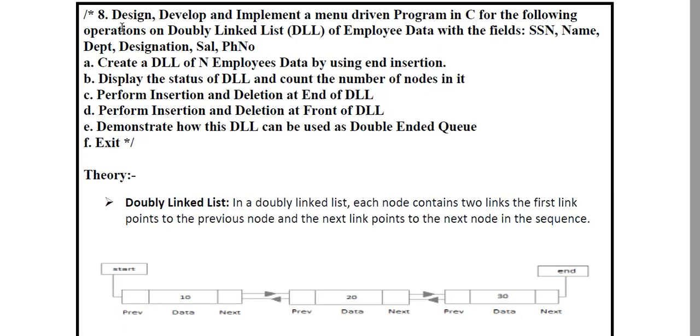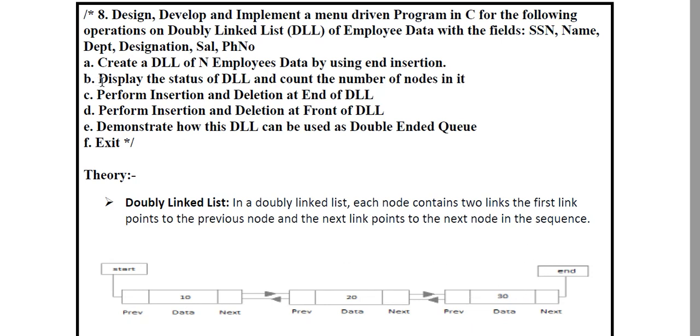Our question on doubly linked list is like this: design, develop and implement a menu-driven program in C. The following operations are on doubly linked list of employee data with fields SSN, name, department, designation, salary and phone number. So instead of student record, we are going to maintain an employee record here. The first operation is to create the doubly linked list for n employees data by using end insertion. So here each new record for the employee is going to be inserted at the end of the list.